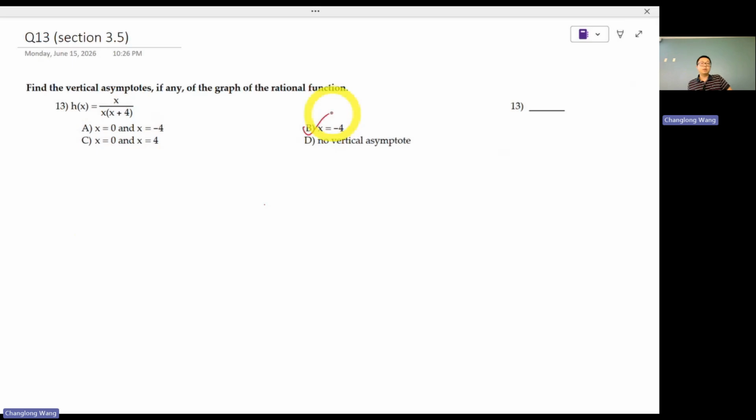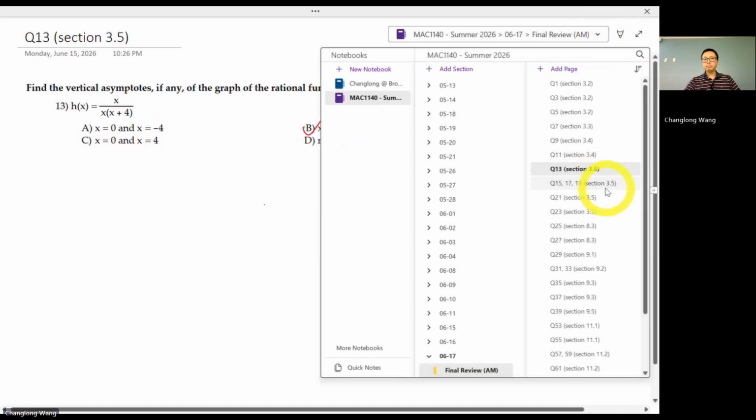Okay, so no calculation needed, most likely, right? There's nothing tricky at all. You just have to be alerted that there might be some pole-zero cancellation, so you might not have as many VAs as you thought. Okay.